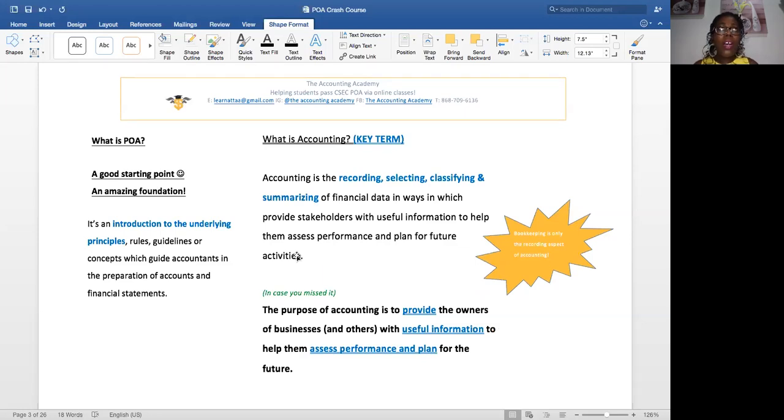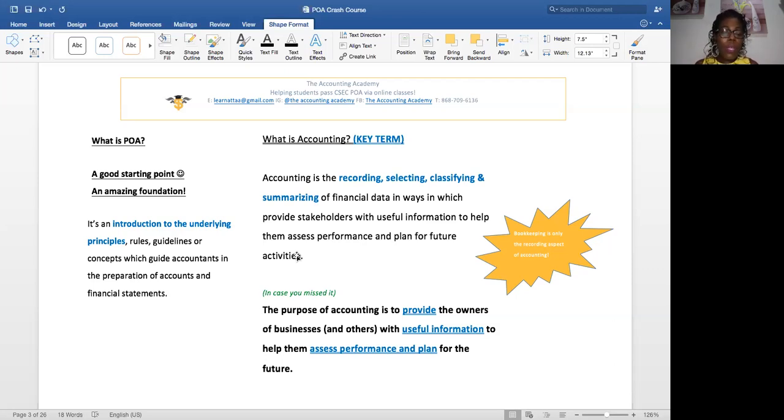One of the things I've realized is that sometimes we get the more technical stuff and we miss the simple stuff, right? So I want to just touch on what is accounting, because I see a lot of multiple choice questions and they ask you what is accounting and what is bookkeeping, and some of those simpler questions that you would expect people to get, that's the one that they get wrong, right?